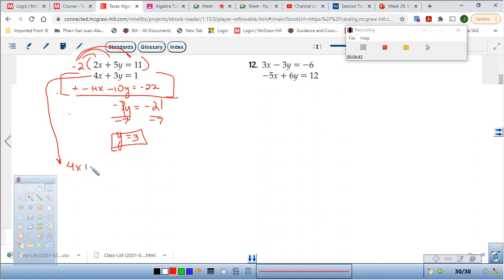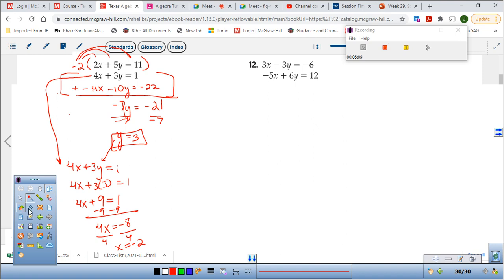So we'll go 4x plus 3y is equal to 1. We're going to plug that one right there. So we're going to go 4x plus 3 times, my y is now a 3, right? Equals 1. 4x plus 9 is equal to 1. We're going to minus 9, minus 9. We're going to go with 4x is equal to a negative 8. Divided by 4, divided by 4, x equals negative 2. Okay, not too bad. Final answer for this one would be negative 2, 3.